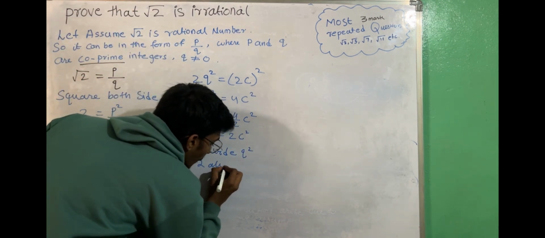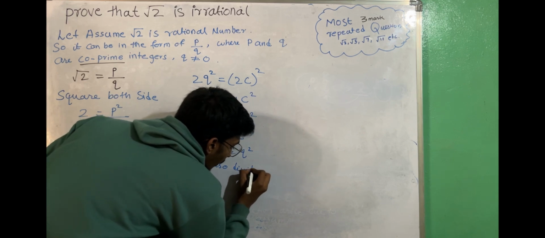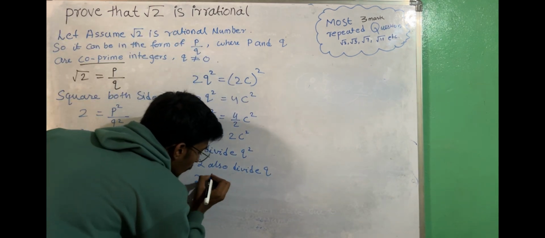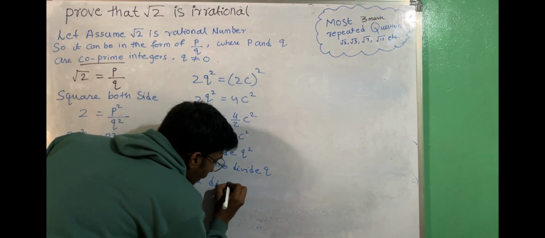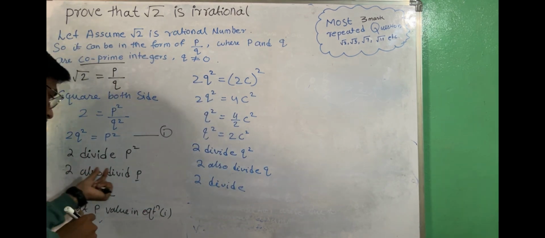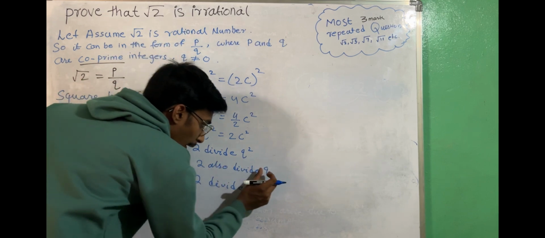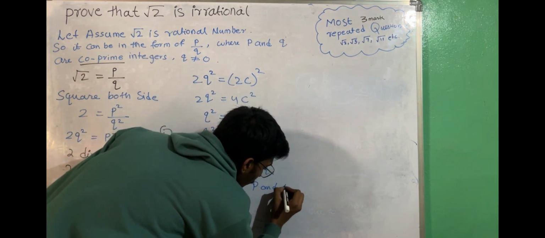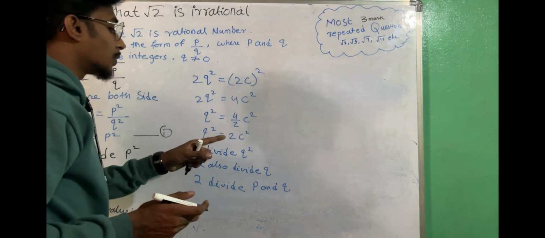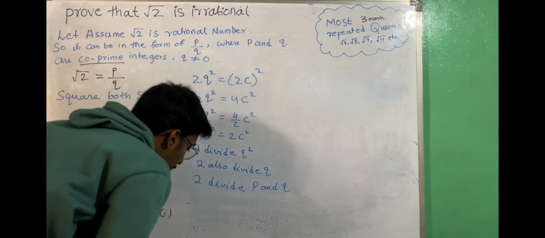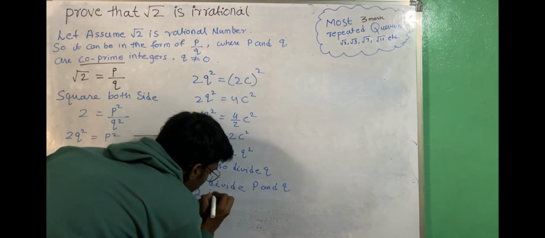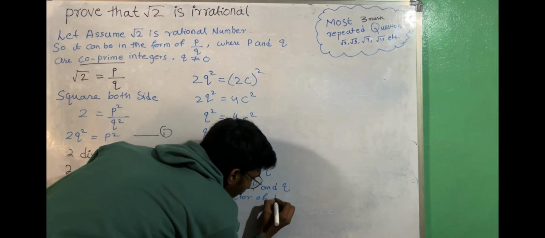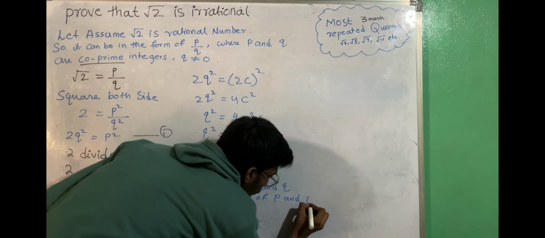2 also divides q. That means 2 divides p also, 2 divides q also, 2 divides p and q. If 2 divides p and q, that means 2 is a factor of p and q.